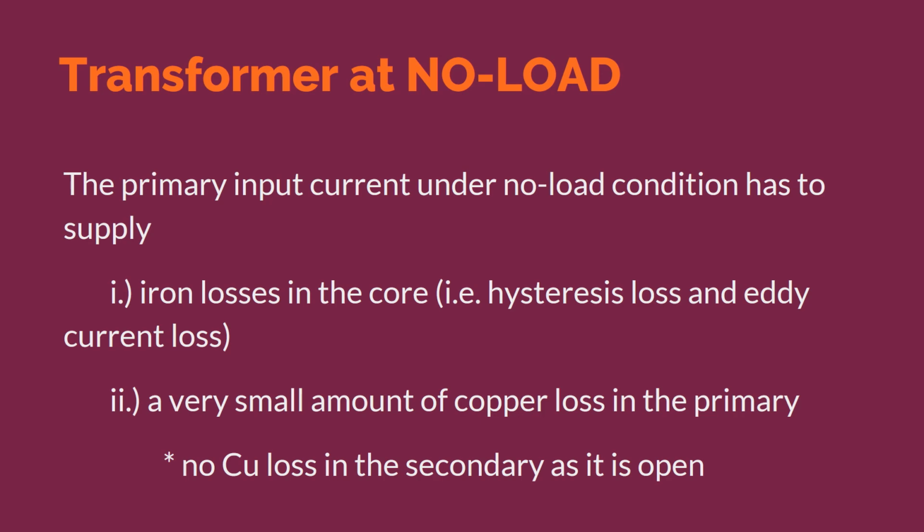Even when the transformer is on no load, the primary input current is not wholly reactive. Thus, the primary input current under no-load condition has to supply these losses. First, we have the iron losses in the core, which is made up of hysteresis loss and eddy current loss, and these losses are considered as the constant loss. And also, there is a very small amount of copper loss in the primary winding. However, since we have an open circuit, we have no copper loss in the secondary winding.